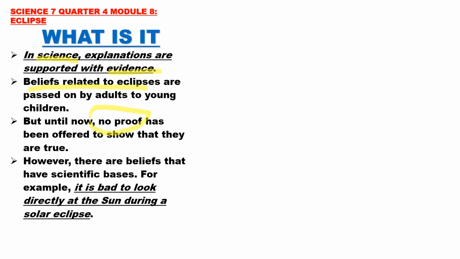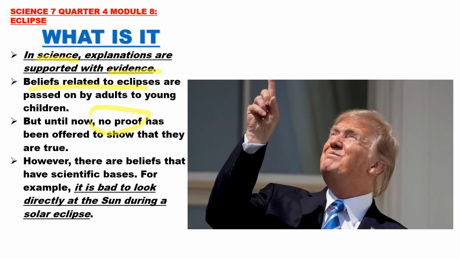However, there are beliefs that have scientific basis. For example, it is bad to look directly at the sun during a solar eclipse. Even if a solar eclipse happens only for a few minutes, never look directly at the sun. You must use proper safety equipment to look at any type of solar eclipse. A lunar eclipse usually lasts for a few hours. It is safe to look at a lunar eclipse.